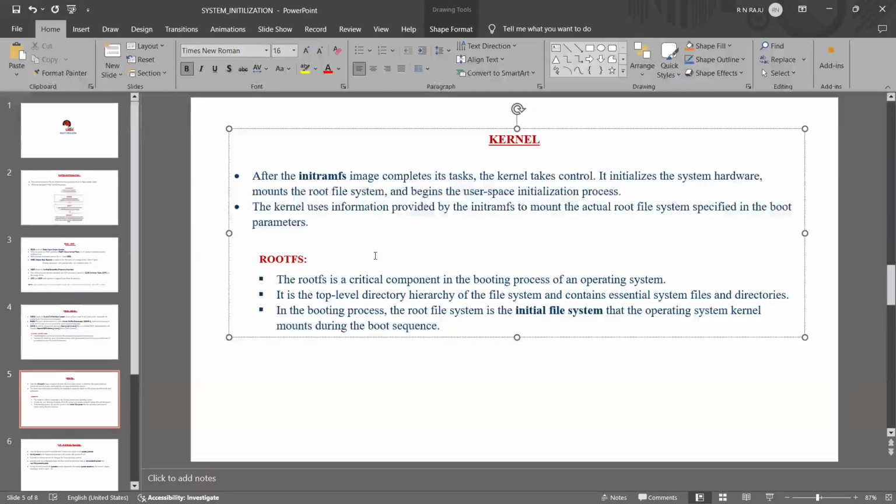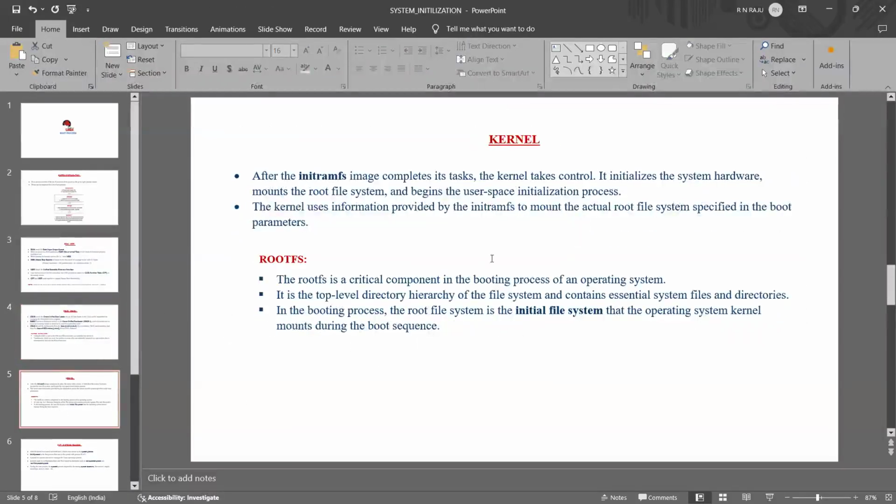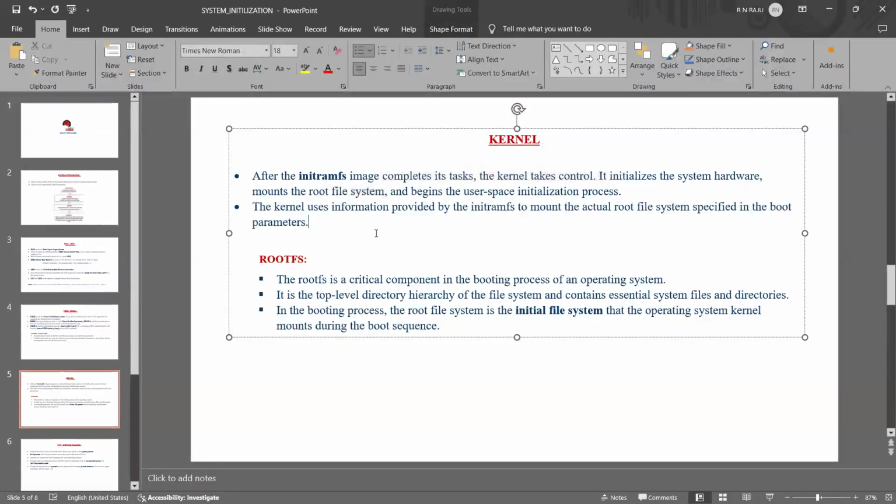After the initramfs image completes its tasks, the kernel takes control. Once initramfs is loaded, the kernel takes control of all tasks. It initializes the system hardware, mounts the root file system, and begins the user space initialization process and everything. In this stage, it will load mount points. That's why in this stage the /etc/fstab file is loaded. So it mounts the root file system.